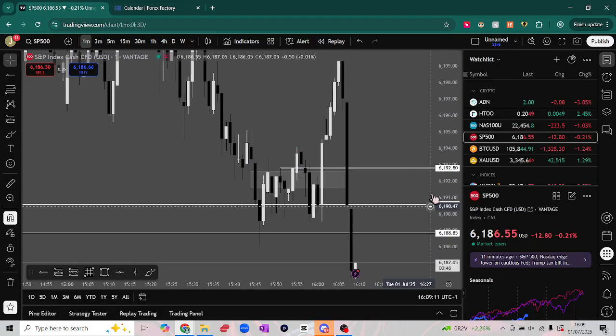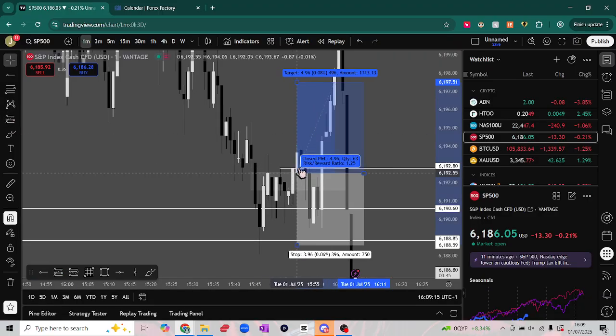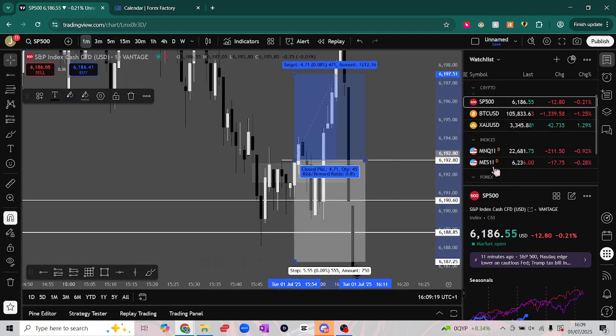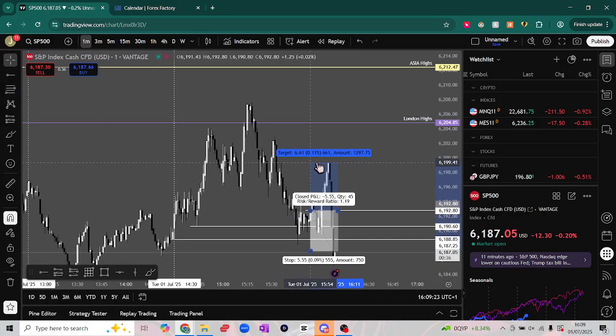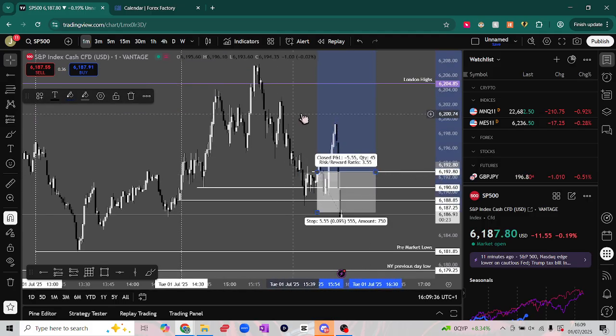So what I did is when I did enter, I entered literally around here on this candle, and my stops were here. Now it would have been a decent trade. My first target might have been here at 1.9 risk reward, and then I would have just moved my stop to break even. Then there you go again, and then there you go. So that would have been a decent trade, but like I said, it was the wrong entry.